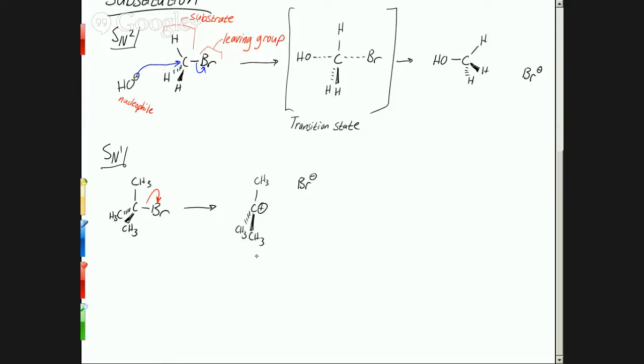And then instead of that bromine attaching back, although it does a little bit, you have a nucleophile around that can attach. And that nucleophile is often not charged. It's often neutral. Something like water. So that water attaches itself, and it can go from either side, because now this is planar. This is symmetric. So it can go from either side.